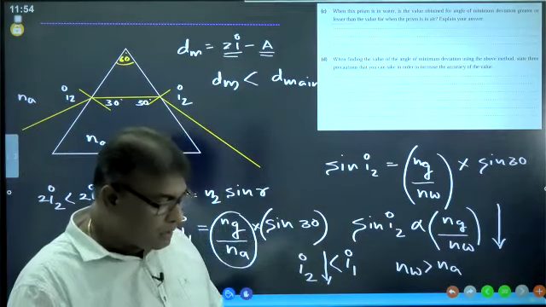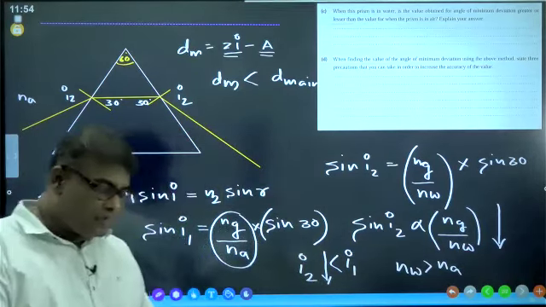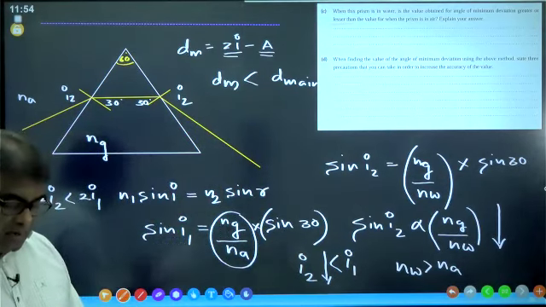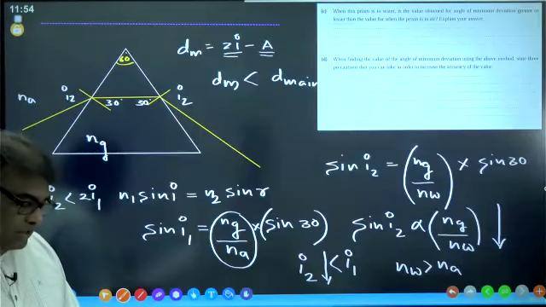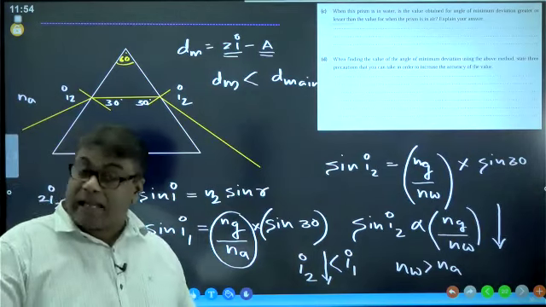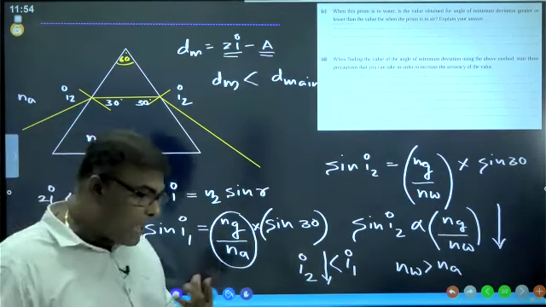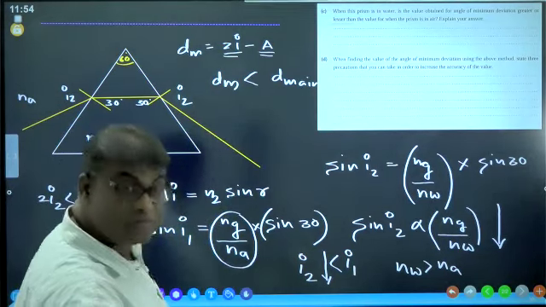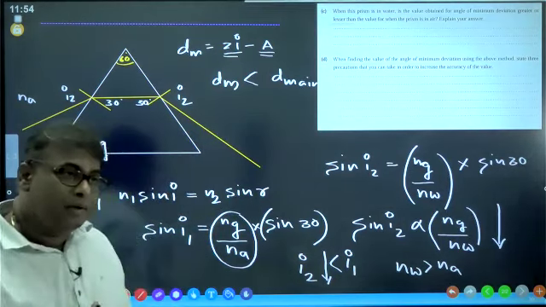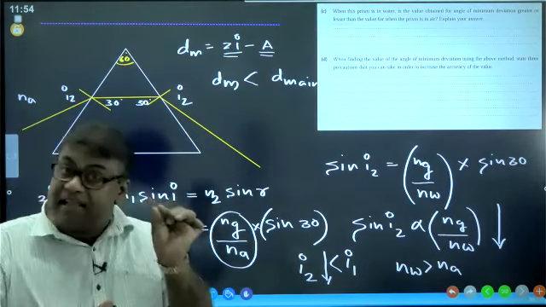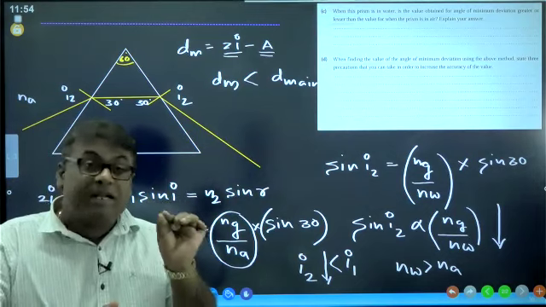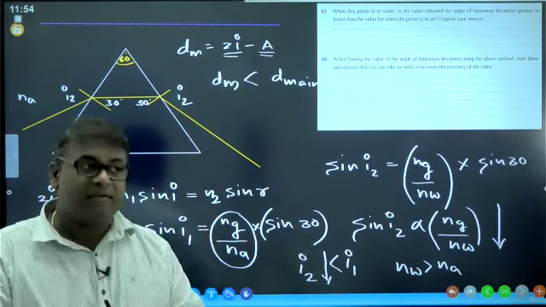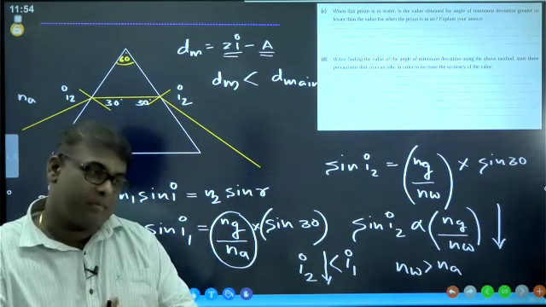Question D. When finding the value of the angle of minimum deviation using the above method, state 3 precautions that you can take in order to increase the accuracy of the value. Accuracy of the value, right? Improve the accuracy of the value. Give 3 lines, no? 3 precautions, right? First one, we have to select very thin optical pins. Write down the first one. Select very thin optical pins.